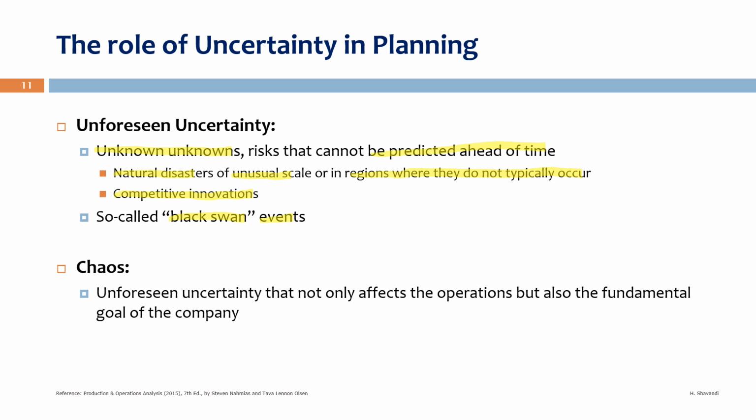So the fourth one is chaos, unforeseen uncertainty that not only affects the operations, but also the fundamental goal of the company. So this is the worst one, not the first one. Yeah, chaos is definitely the worst case here. Okay.